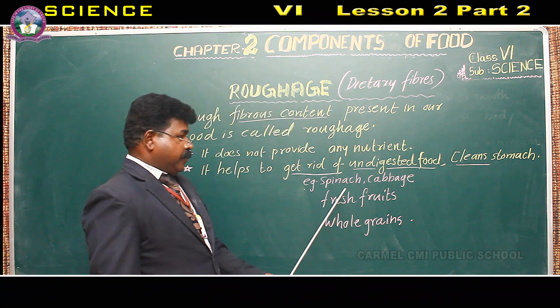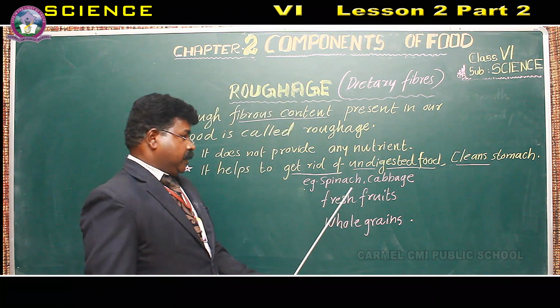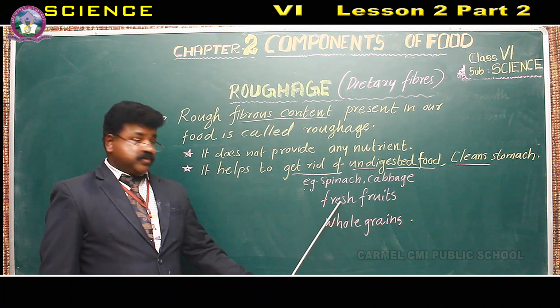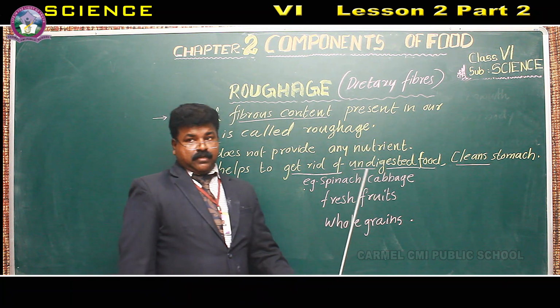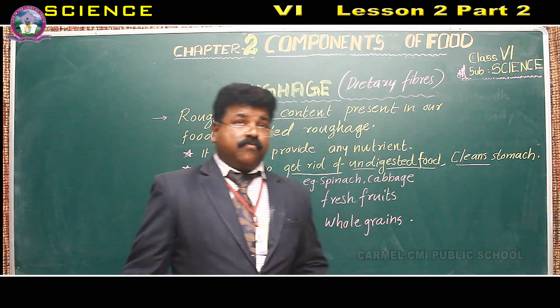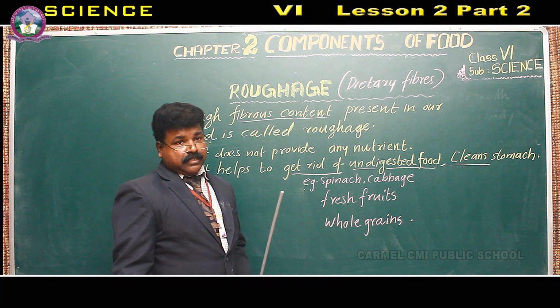Some of the examples for fibrous food materials: spinach, cabbage, fresh fruits, whole grains, that means not the broken wheat or something, the whole grains. That is also helpful for us to remove the undigested food particles from our digestive system.